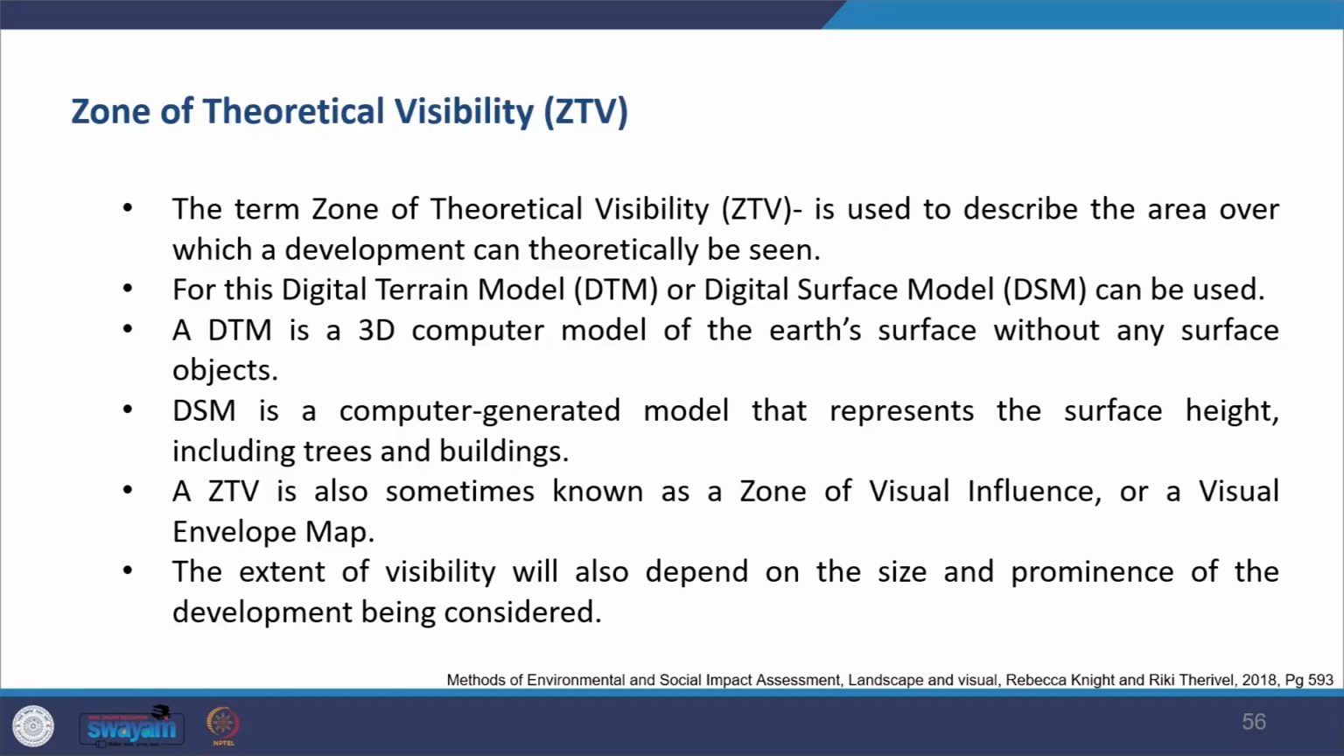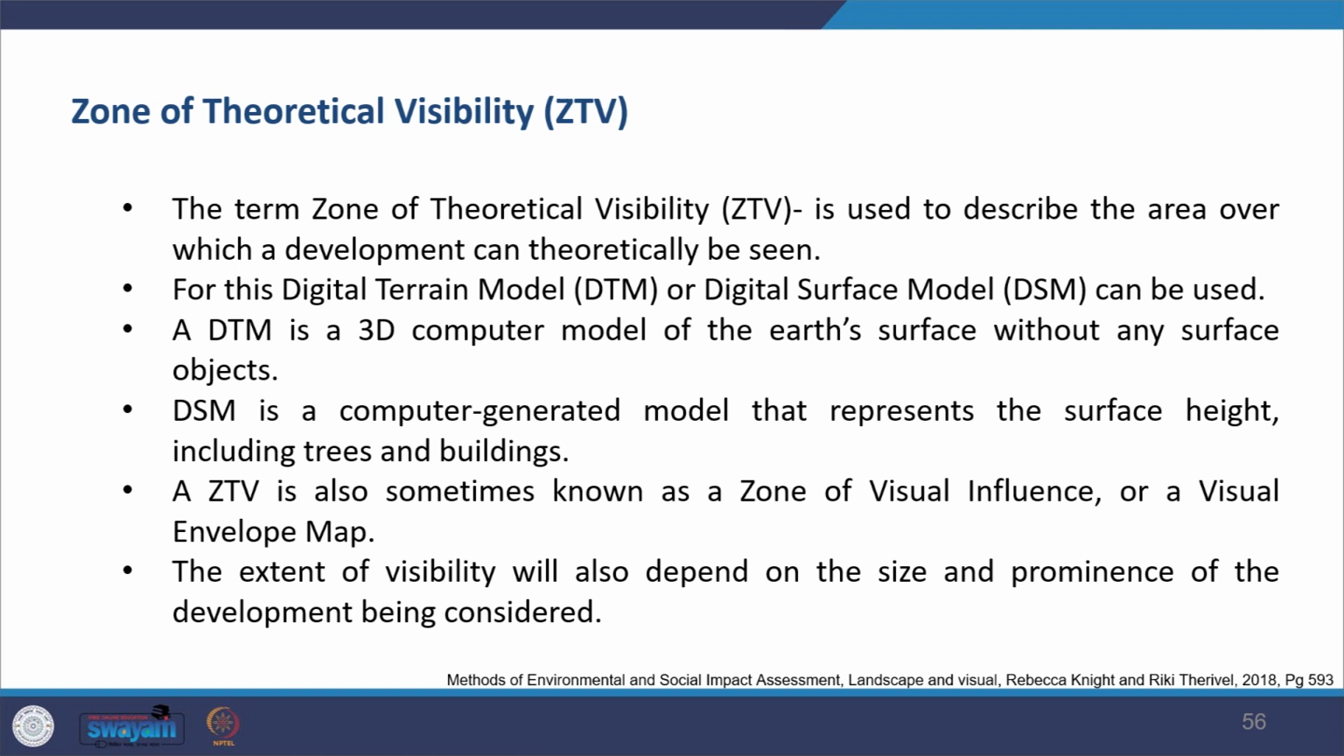When you identify these study areas, there are certain terms which you need to take care of. That is zone of theoretical visibility, ZTV, the way you might be pronouncing it. So ZTV is the project area where you will undertake the study, where you will assess, and where the significant effect would happen. So that's called zone of theoretical visibility. It is used for describing what kind of area it is covering and what development will happen in that area.